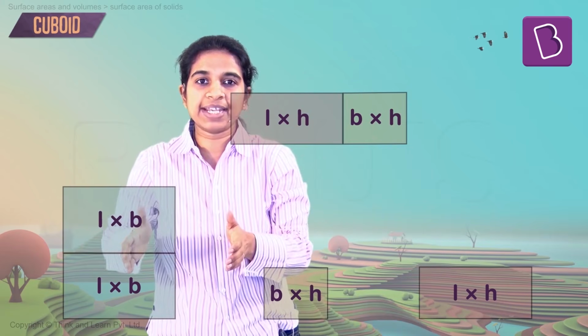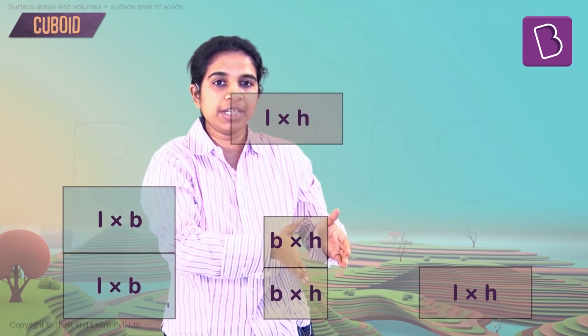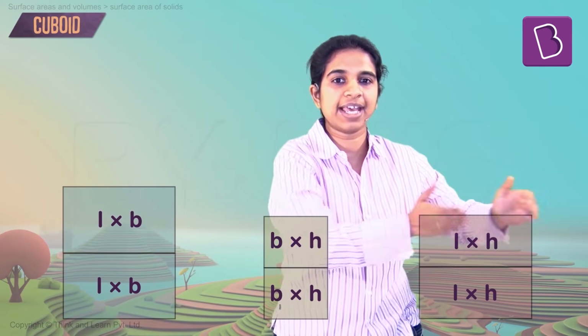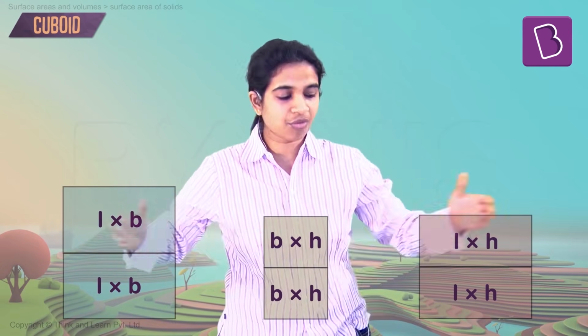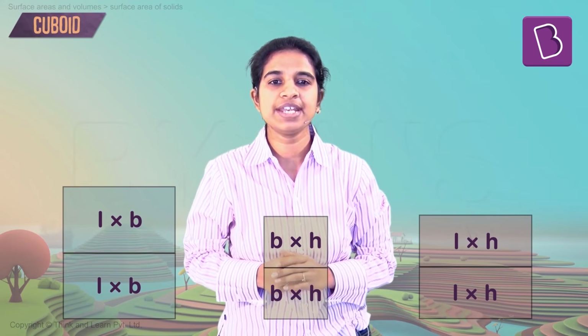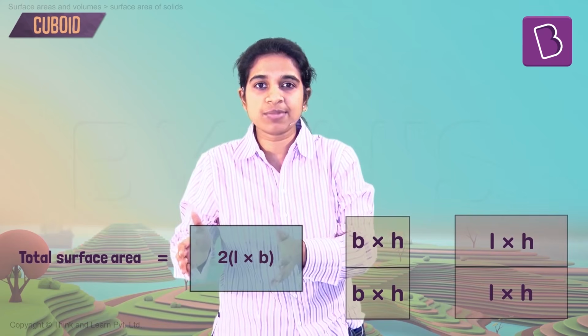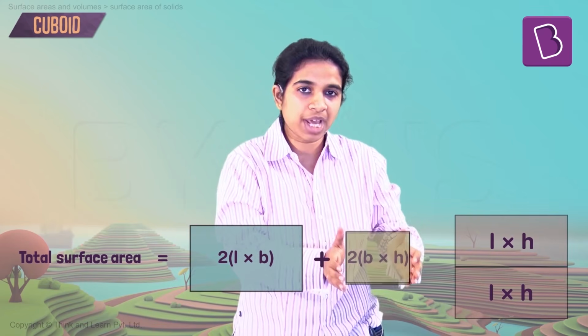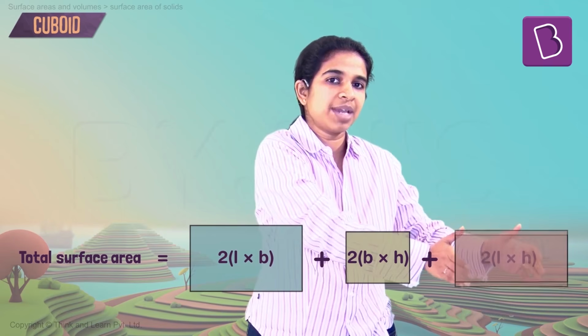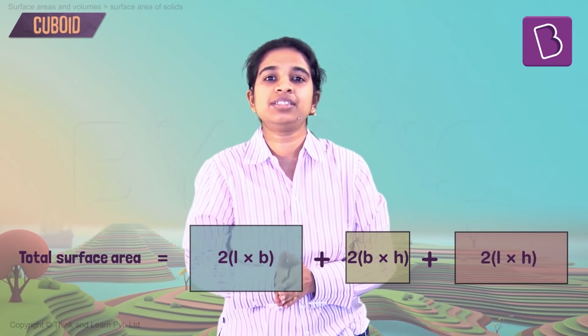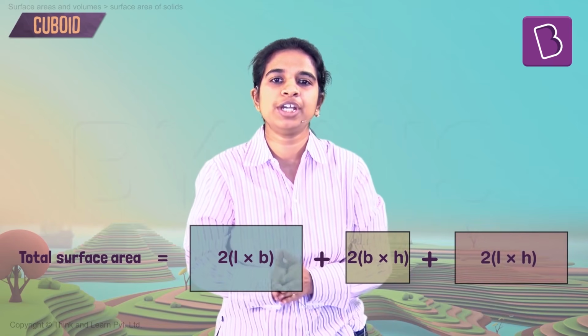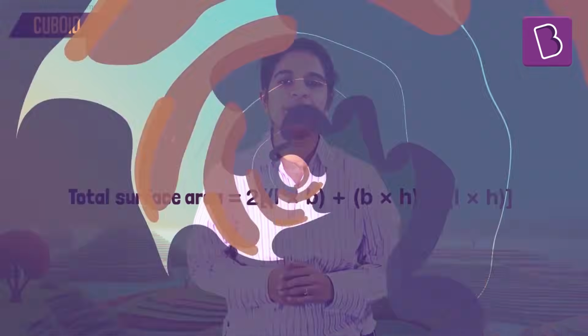So this is the second L into B. This is again B into H. And this is again L into H, right? We have all of the 6 rectangles here. Now if we add everything up, the area we'll get is 2 times length into breadth plus 2 times breadth into height plus 2 times length into height. That's the total surface area of a cuboid: 2 times (length into breadth plus breadth into height plus length into height). That's all. You now know the formula for total surface area of a cuboid.